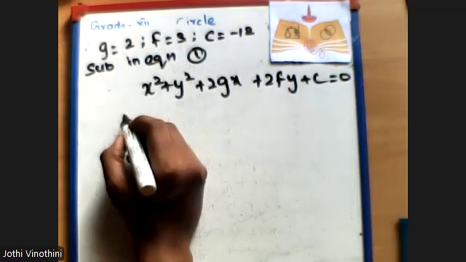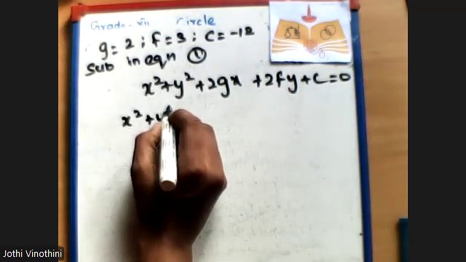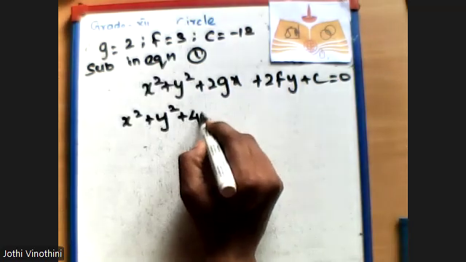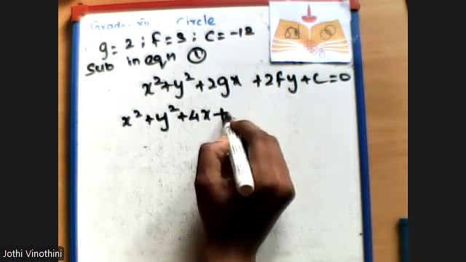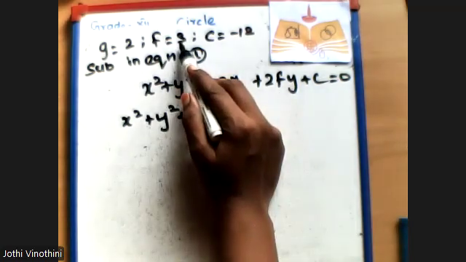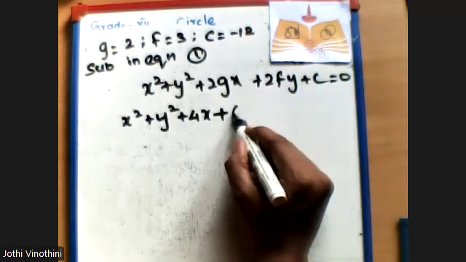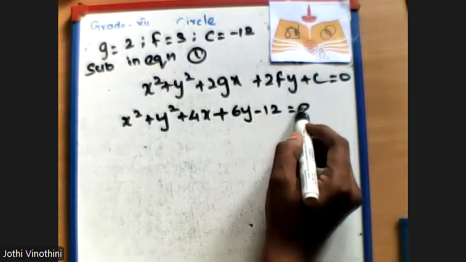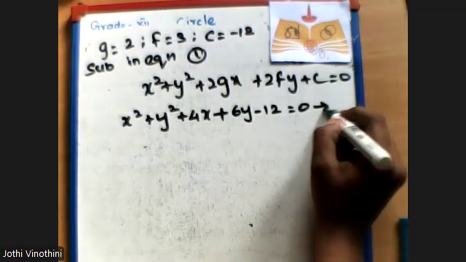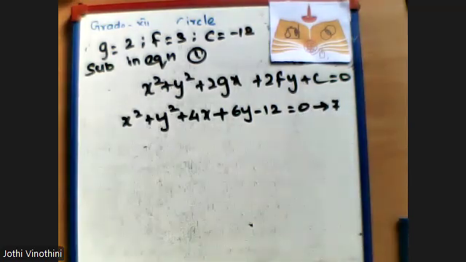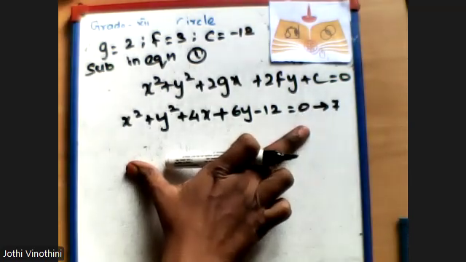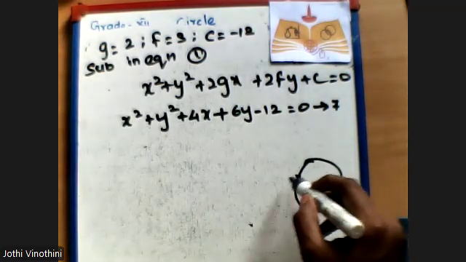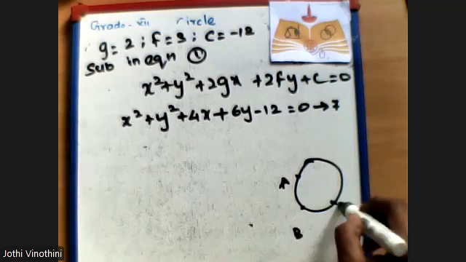Shall we substitute? x squared plus y squared. g will be 2, so 2 into 2 is 4x, plus 2. What is the value of f? 3. So 2 threes are 6y. The value of c will be minus 12, which equals 0. I am going to take this as equation 7. So it is the equation of a circle, right? We found the equation of a circle which already contains points A, B and C.